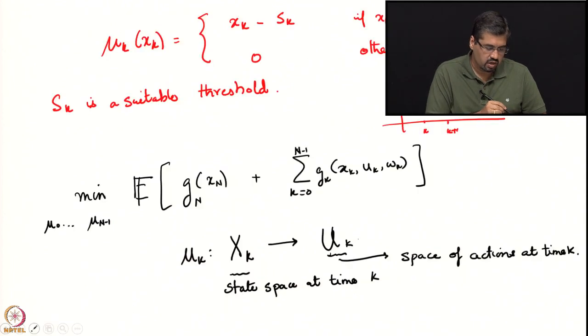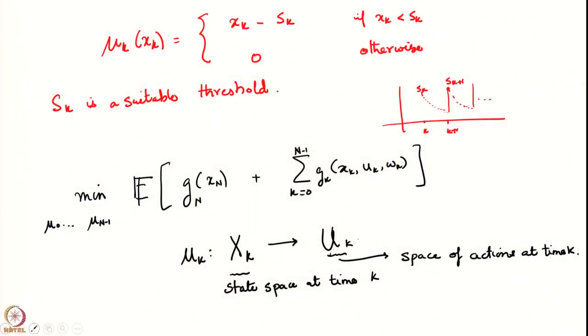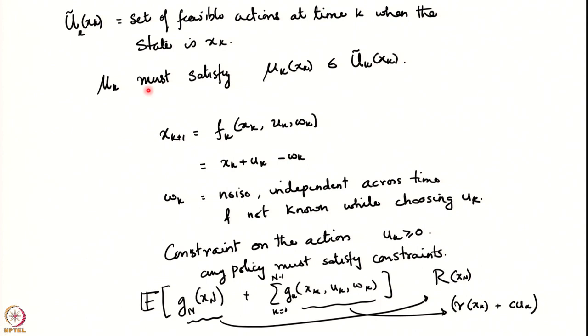So the lesson in short is that this has given us our complete problem formulation of a stochastic control problem, where we are taking a sequence of decisions over finitely many time steps. The elements of the problem are that there is an additive cost, and there is a sequence of actions that are chosen in real time, but what we are choosing is a plan for actions. We are choosing this policy mu 0 to mu n minus 1, where mu k maps the state at time k to an action at time k. Now this policy must also satisfy the constraint, so mu k of x k has to be in U tilde k of x k, where U tilde k of x k is the set of feasible actions at time k when the state is x k.